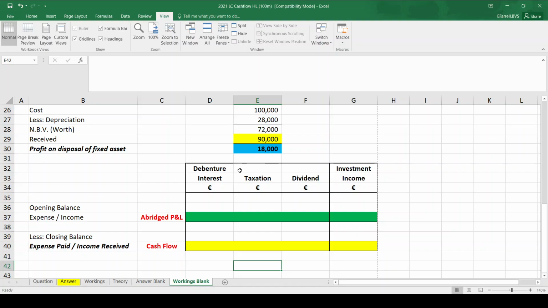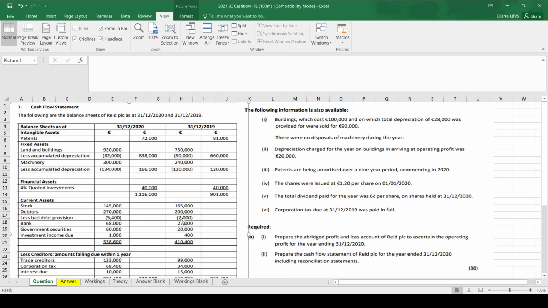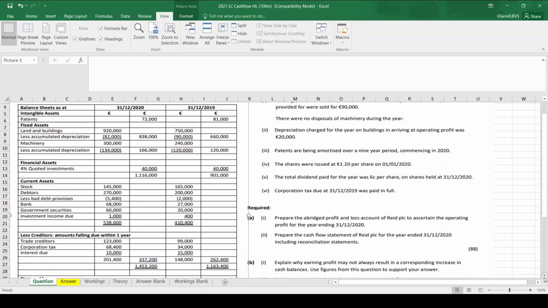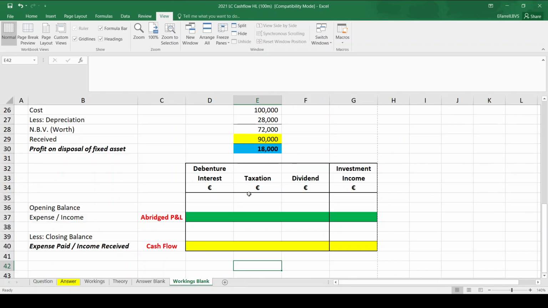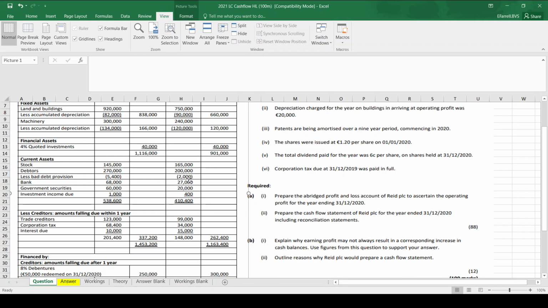These three are kind of under the same box here because these are treated similarly, as they are all liabilities. So if I'm looking for opening and closing balances for those three items, I'll be looking down here in creditors less than 1 year because they're liabilities. The opening and closing balances should be there for those three. That's debenture interest, tax, and dividend. And the opening and closing balance for investment income should be up here because investment income is an asset.